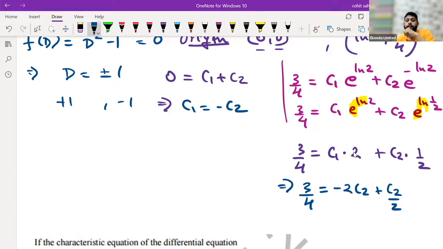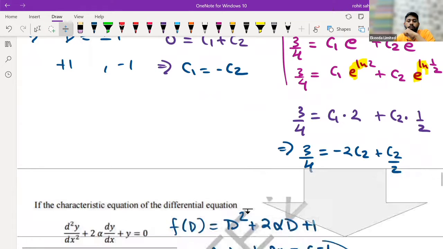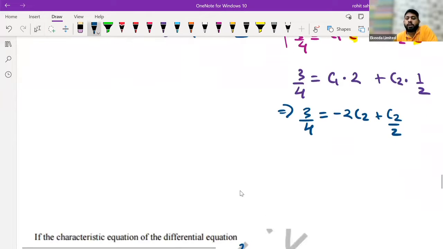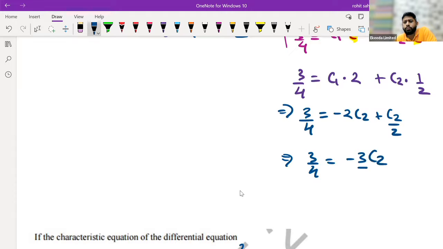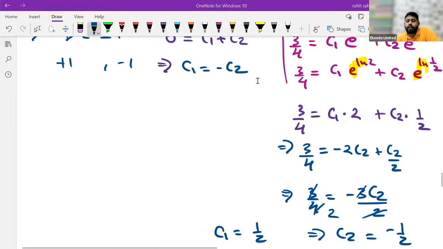How much is this? यहाँ से वैल्यू निकाल लो. 3/4 equal to -4 plus 1, so -3 c2/2. ये cancel, ये इधर 2. So c2 is -1/2 and c1 will become 1/2. आ गया क्या? बहुत बढ़िया. c1 1/2 आ गया और c2 -1/2 आ गया.